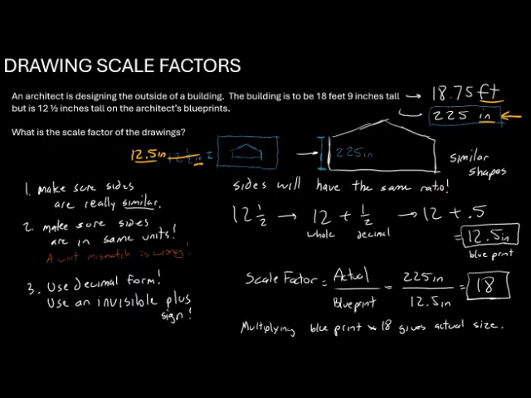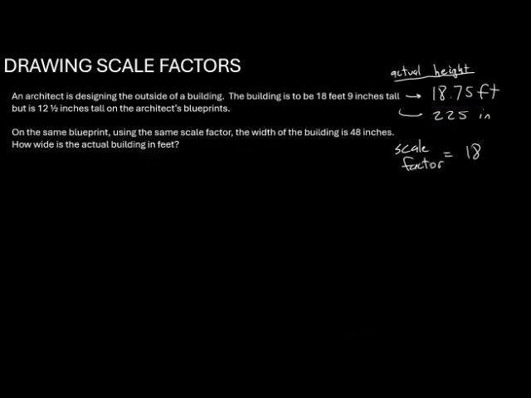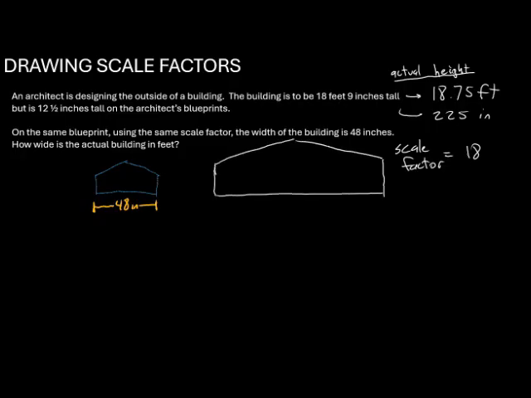Now that we know the scale factor, we can find the length of any side on that shape. We'll do an example of that on the next slide. Now we're told that on the same blueprint, using the same scale factor, the width of the building is 48 inches. How wide is the actual building in feet? Let's draw the blueprint of that building. And let's mark that the width is 48 inches. We'll also draw a larger building to represent the actual building. We don't know how wide the actual building is, so we'll mark this with an X.